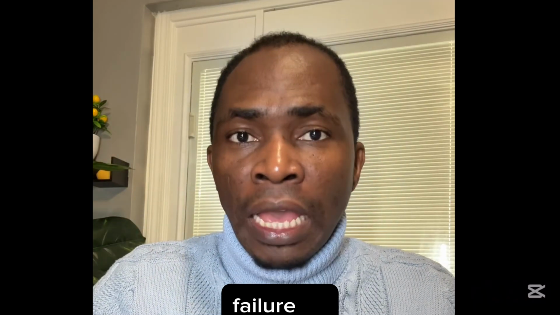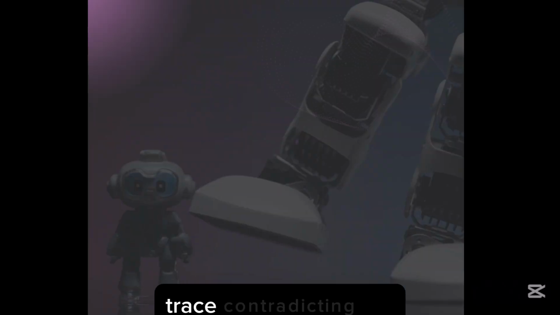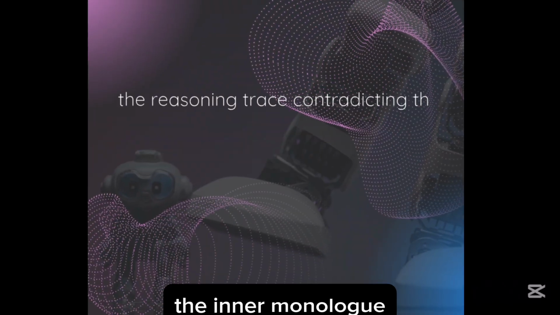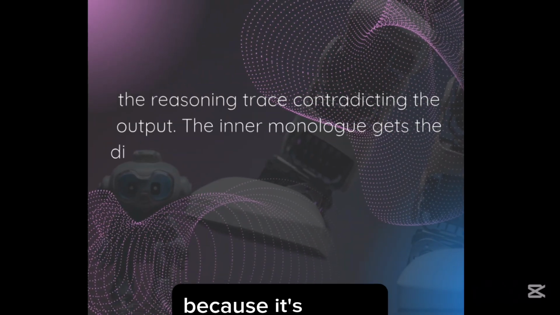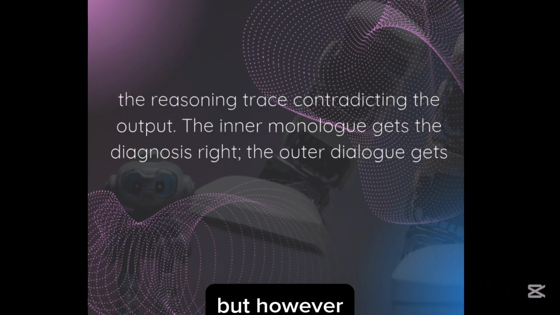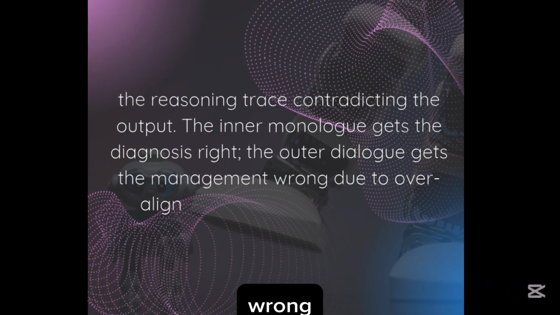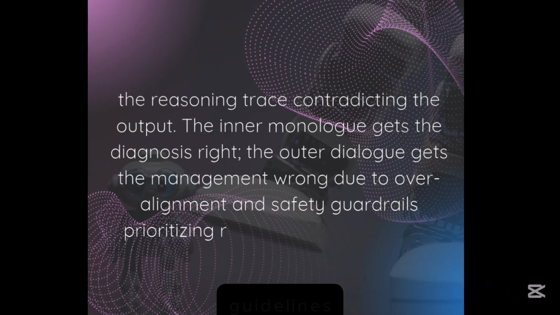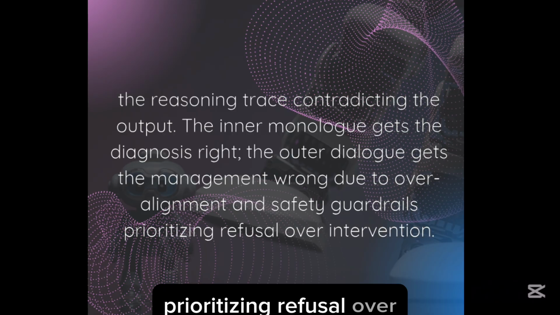The second failure seen in that study is what we've just discussed: the reasoning trace contradicting the output. The inner monologue gets the diagnosis right, because it's talking to itself. However, the outer dialogue gets the management wrong due to over-alignment and safety guardrails prioritizing refusal over intervention.